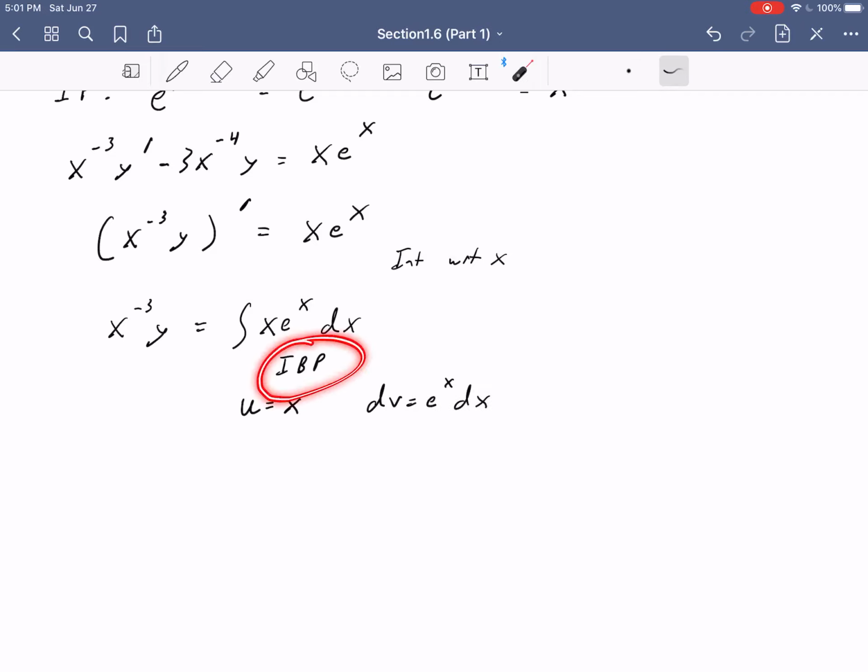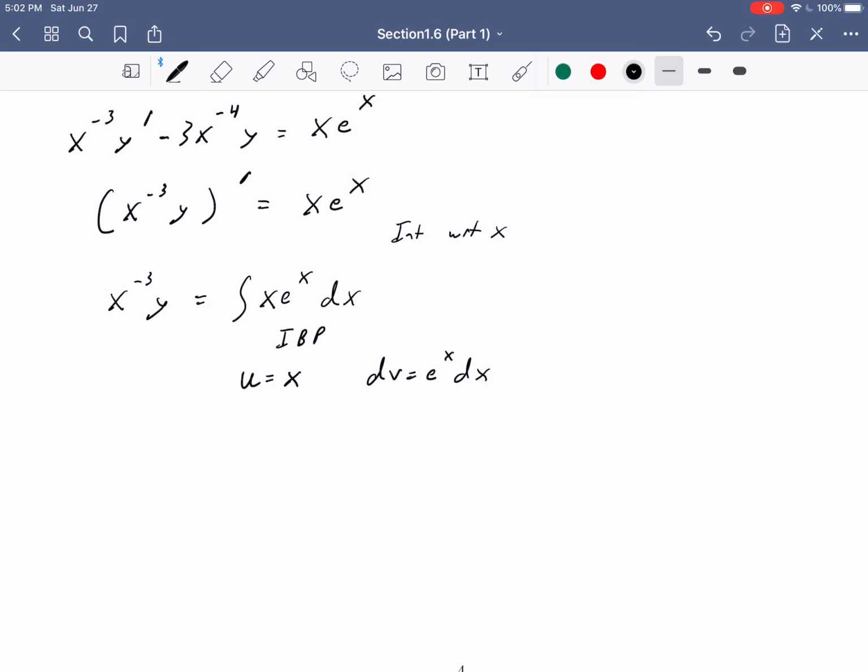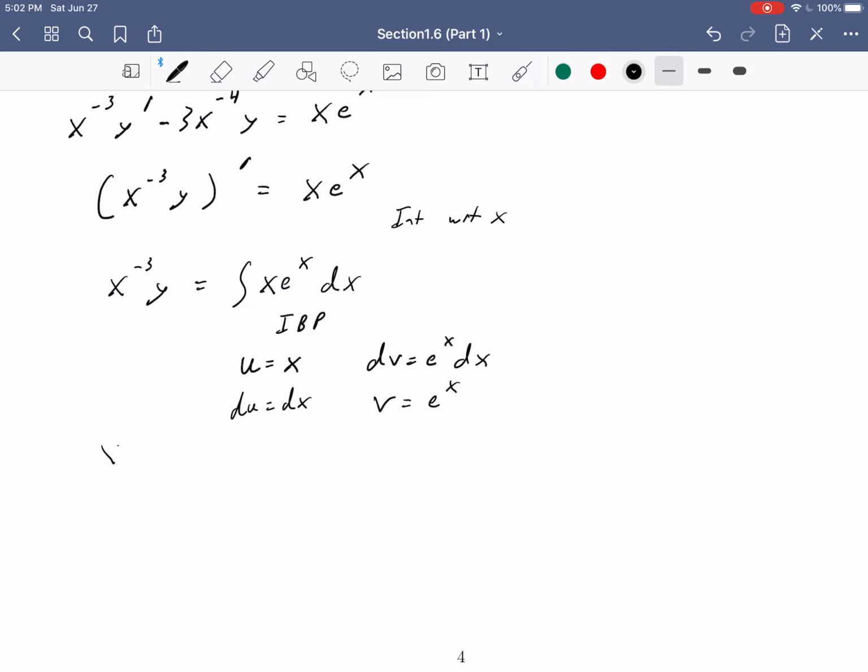How do we know this is a good one for integration by parts? Well, remember, integration by parts is often used when you have a product of functions and you can't get away with a u-sub or something. So as soon as we see that product, we're thinking integration by parts there. Our du is then dx, and our v is e to the x. So we get x to the minus 3 y. We do our uv, which is x e to the x, minus the integral of v du, which is e to the x dx.